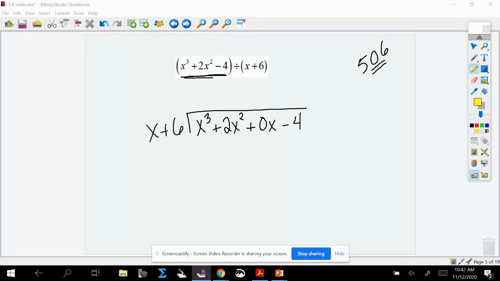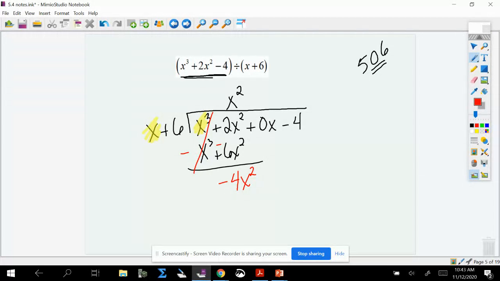So I want to see what I multiply x by to get x to the third. That's going to be an x to the second, which is going to go in this column. So x squared times x is x to the third. x squared times 6 is 6x squared. I'm going to subtract, so I'm going to switch pens. That's going to cancel. So 2x squared minus 6x squared is negative 4x squared.